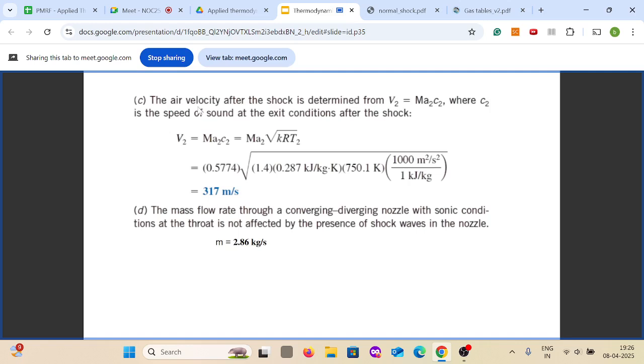Next we need to find out the velocity. So since we know the Mach number, we can find out velocity. Mach number into root of gamma RT. So Mach number is 0.5774, root of 1.4 into 0.287 into T, which is 750, into 1000, which gives you 317 meters per second. So next, the mass flow rate through the converging diverging nozzle.